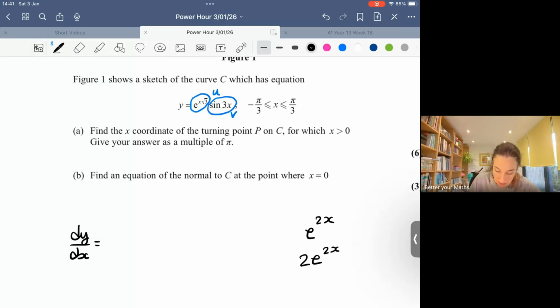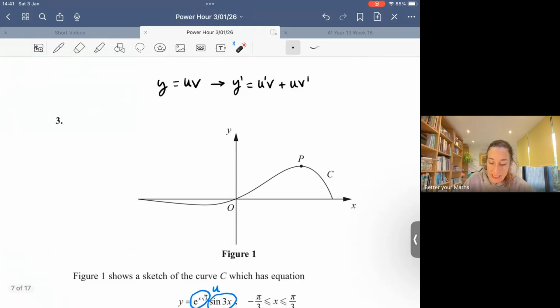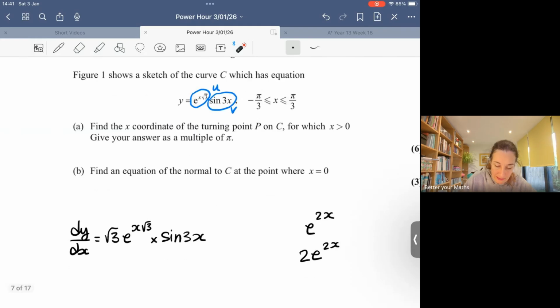So this is going to be the coefficient of x, which is root 3, e to the power of x root 3. Nothing changes with that. We will see this, don't worry, for those who haven't seen it with me yet. Then multiply by v, sine 3x. That's the first part of the product rule. And now I'm going to keep the first one and differentiate the second one. So I'm going to keep this one as it is.